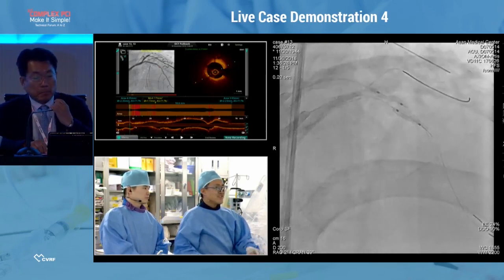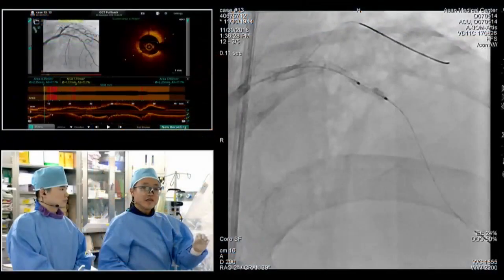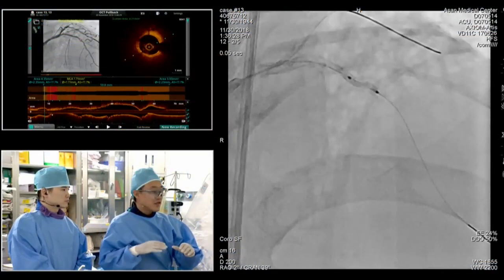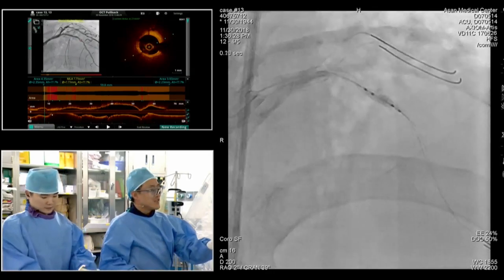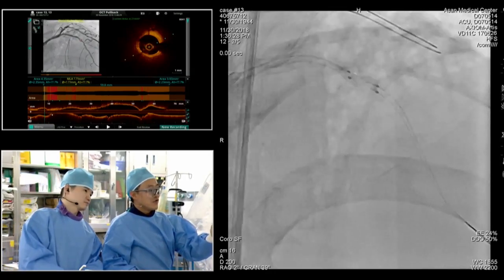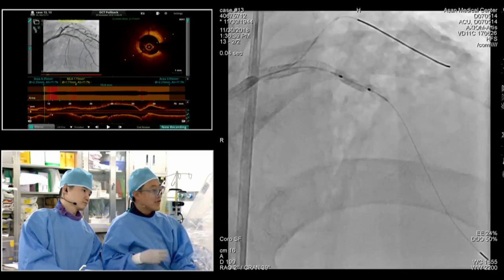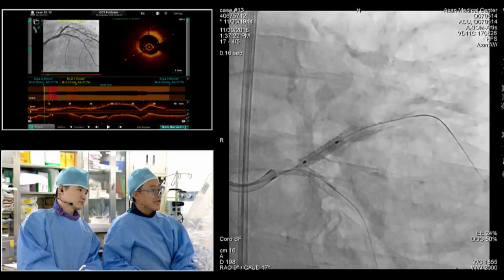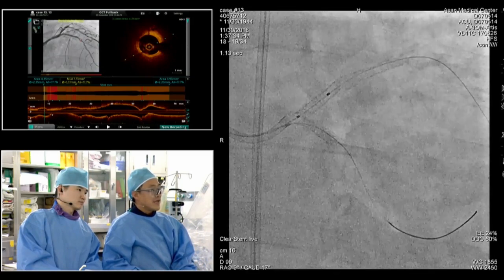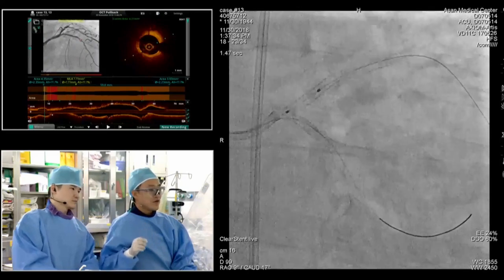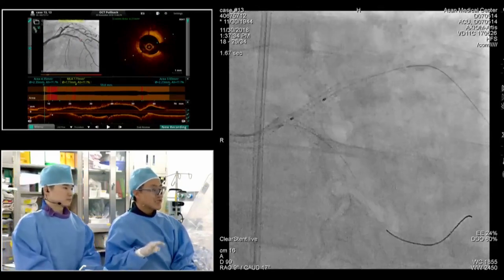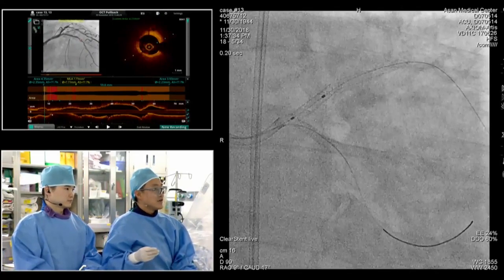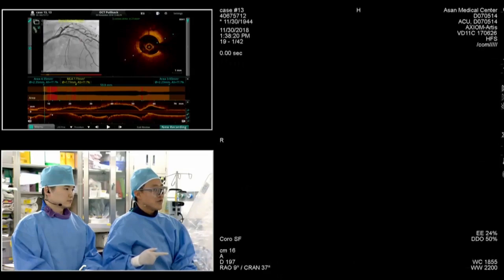Right. There is some superficial calcium area, so I'd like to first modify the lesion, and then additionally do a non-compliant balloon. So I did two or three cutting balloon inflations using 3.0 to modify the lesion, and then I selected the NC balloon, 3.0 for the mid distal part. For the proximal part, I applied a 3.5 non-compliant balloon.